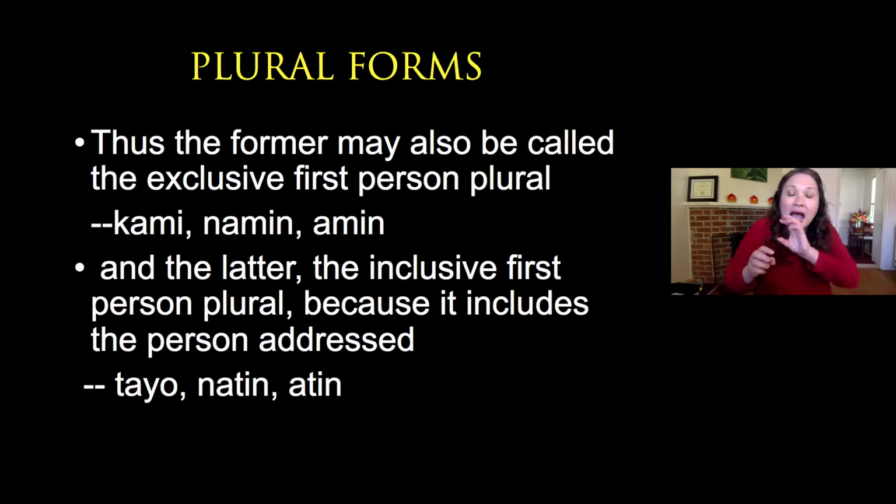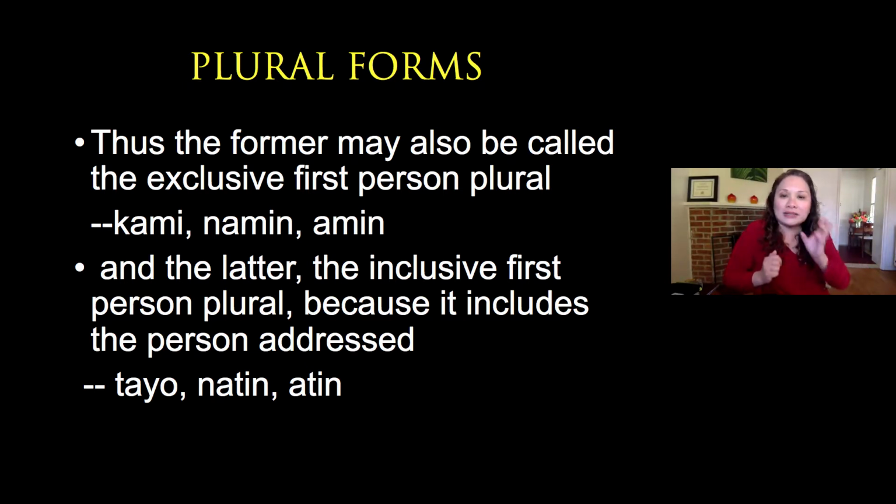Okay? Amin, you put amin before the noun. So for example, you say aming bahay, our house. You put namin after the noun. Bahay namin, house, our. That's what it is. But look at amin. Amin can also mean ours. But what you're not including in that, for example, our house, is the person or the people you are talking to. It's just you and whoever other people that also own the house with you.